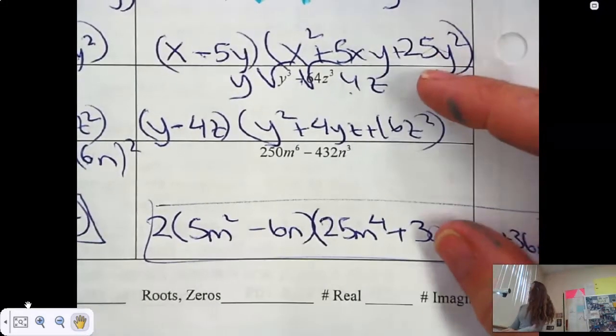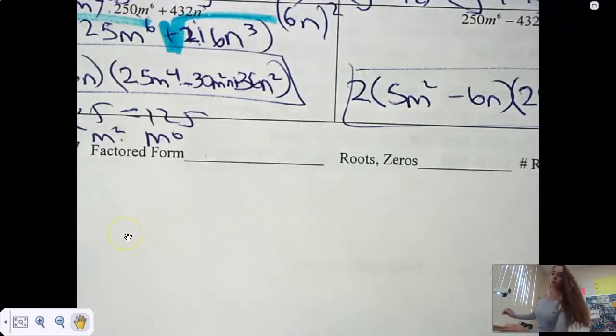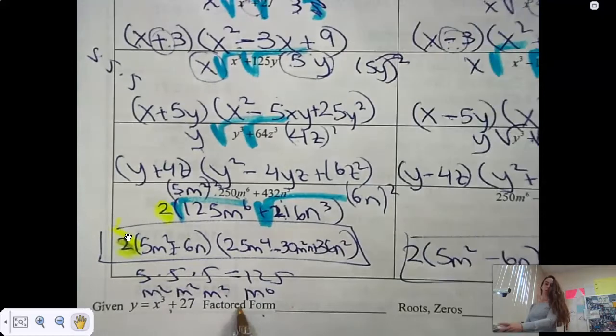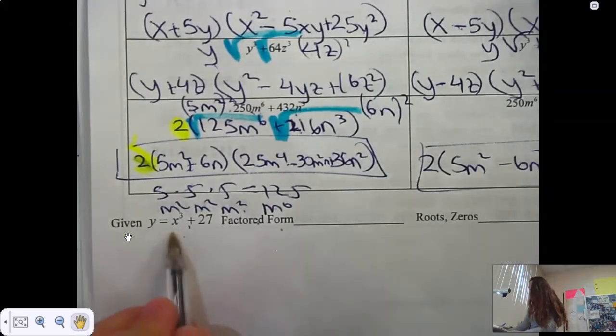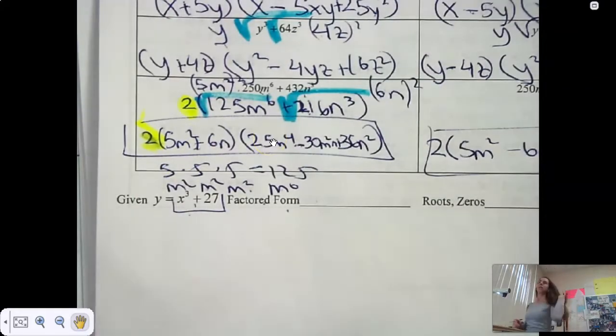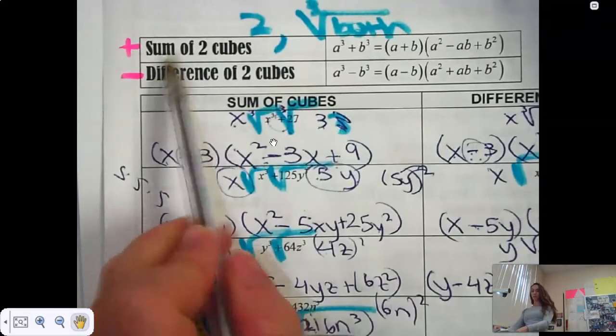All right. So now, let's go down to this one. Now what they want you to do is, okay, I gave you a problem. I want it in factored form. Factored form just means factor. So what am I going to do? I'm going to have to look at this right here and make a decision. All right? It's to the third power. So if it's to the third power, I know it's not difference of squares. It looks like sum of cubes.